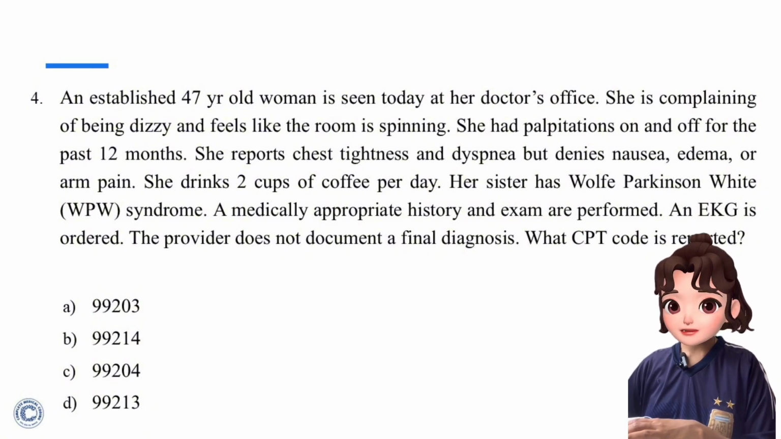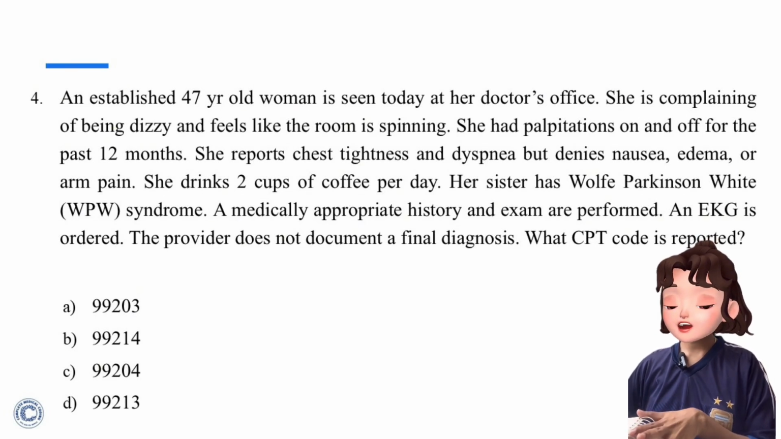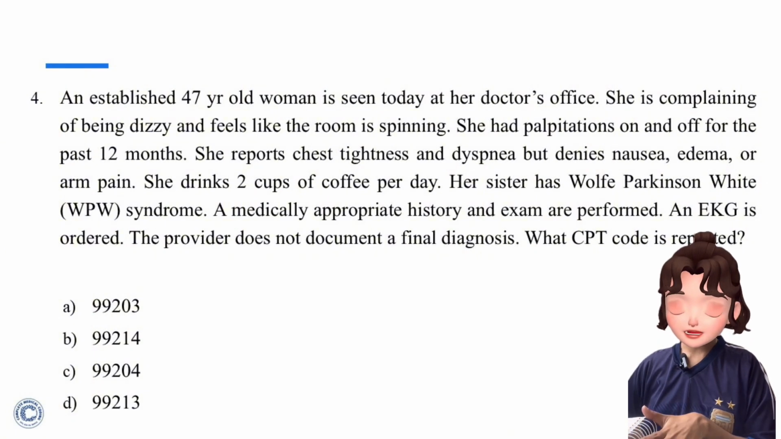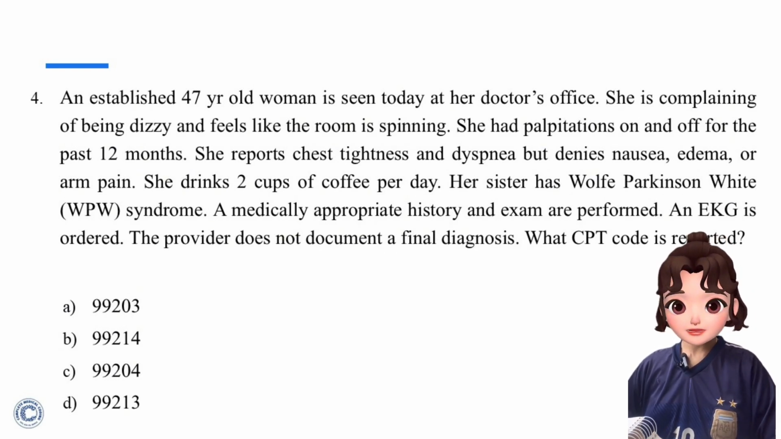214 and 213. If you check 213, both are established patient codes, office visit codes. Okay. 99213 is expanded problem focused history, expanded problem focused examination, and MDM is of low complexity. And 99214 is detailed history, detailed examination, and MDM is of moderate complexity. Here medically appropriate history and exam are performed. Yes, of course, it's an expanded one. And EKG is ordered, which is of low complexity.